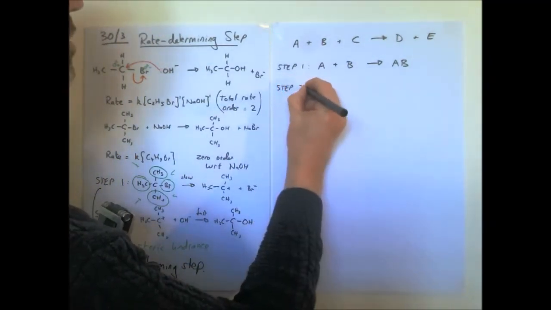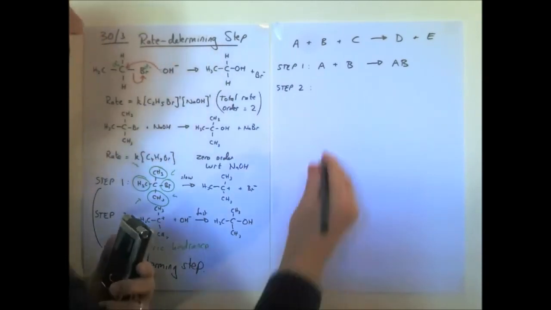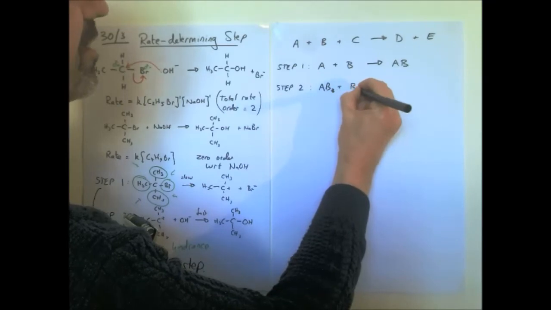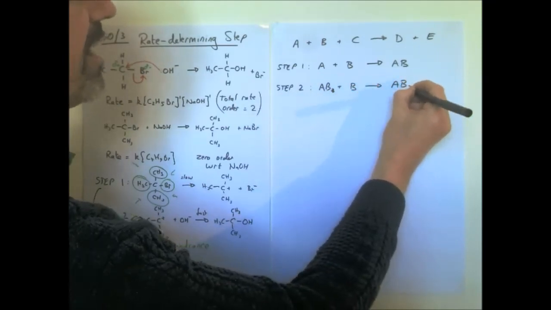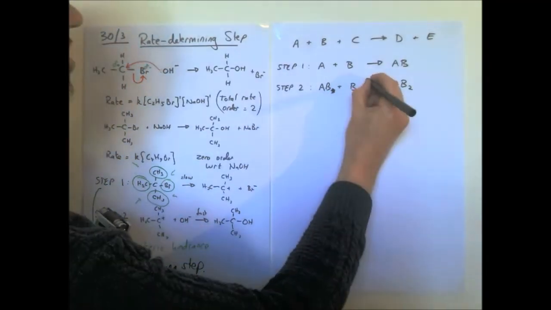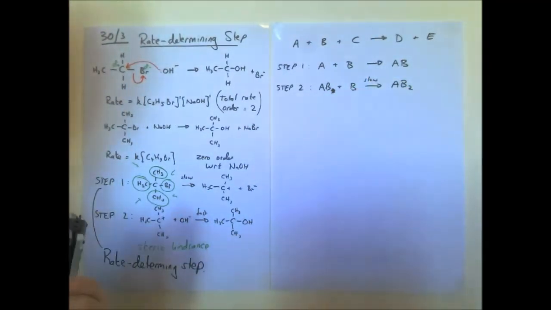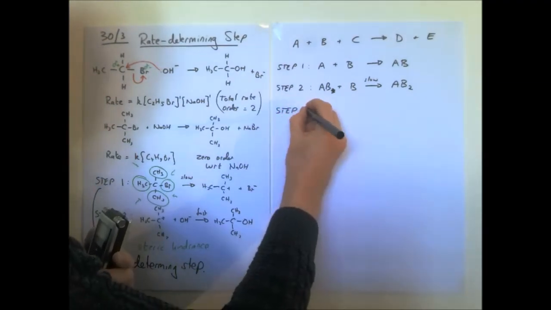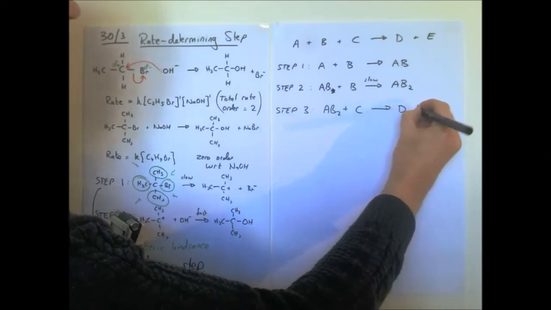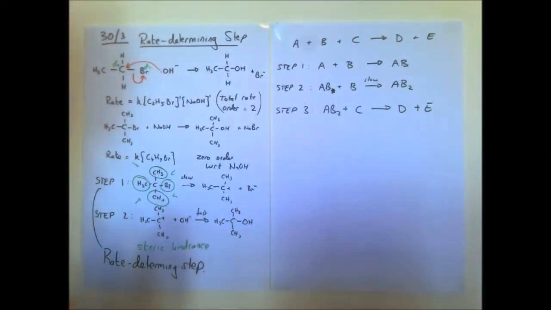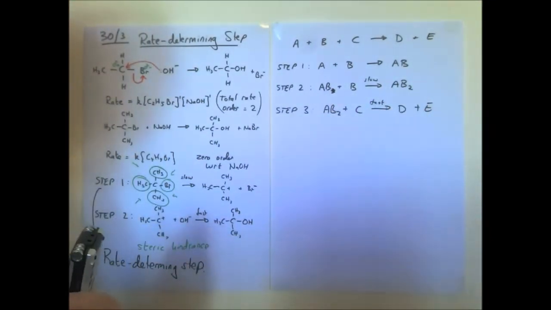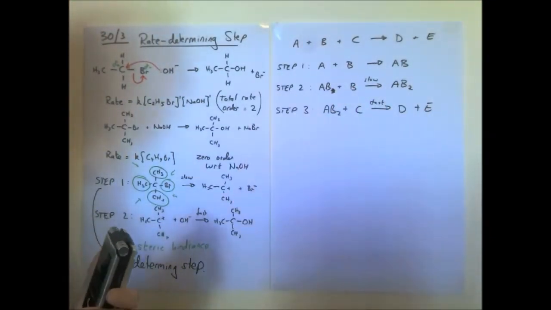And in step two, AB and another B get together and form an AB2. And that's the slow step there. And then step three, our AB2 meets up with a C, and then they run off and make a D and E. And that happens fast. So the important step is this slow step.